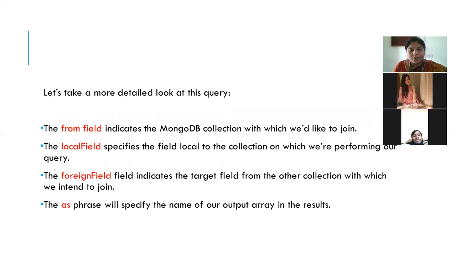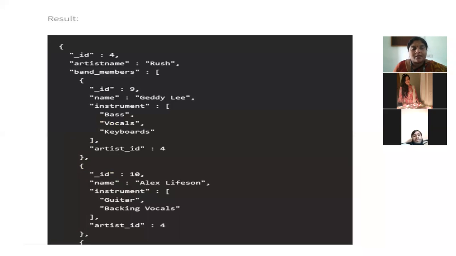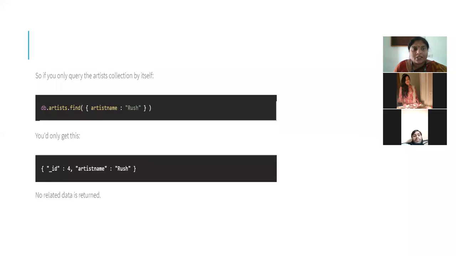Once you execute this particular query, this is the result. You will get artist ID 4, artist name is Rush, and bandMembers is just the alias name we gave, and we are getting these 2 documents which are inserted as child documents. And just if we query like this, db.artist.find artistName: Rush, what will you get? You will get only this, because we are not relating our parent document and the child document.